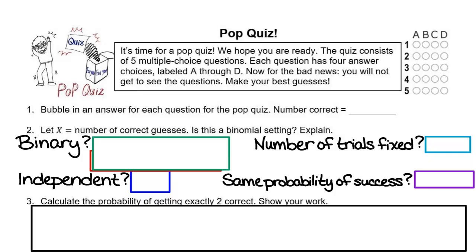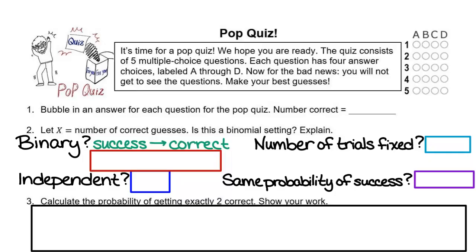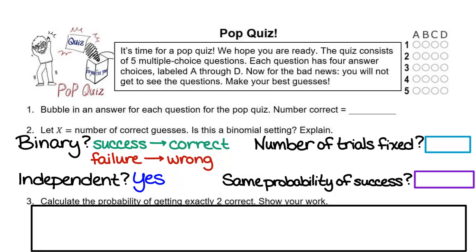Is this binary? Yes. What would a success be? Answer correct. And failure? Wrong answer. Do we get independence? Does your result to question number 1 affect whether or not you got question 2 right or wrong? No. So these are independent. Was the number of trials fixed? Yes. How many trials did you have? 5 trials. N is 5.